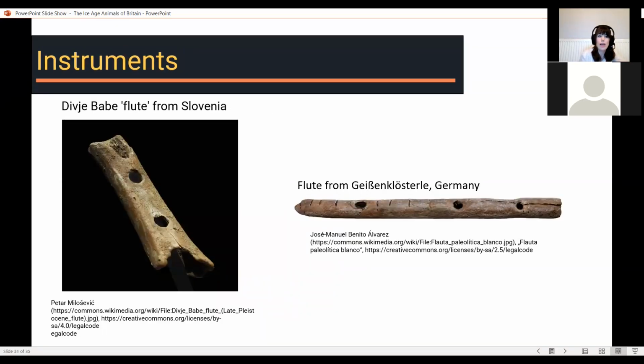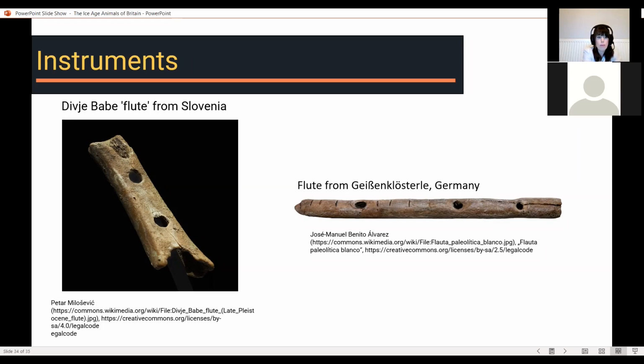And then I'm just going to finally finish off by talking about instruments. So as far as I'm aware, we don't really have any evidence of musical instruments found in Britain from the Pleistocene. So I'm just going to quickly give two examples. We've got this example on the left-hand side from Slovenia, although this is slightly contested. This is apparently a flute made from a cave bear femur, dated to around 40,000 years ago, and potentially made by Neanderthals. But there is debate about whether the holes were made by Neanderthals or whether this bone just exhibits damage by hyenas.